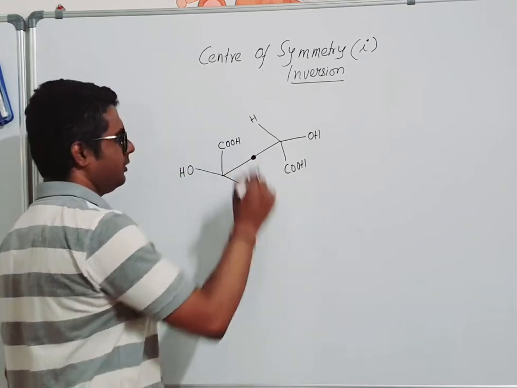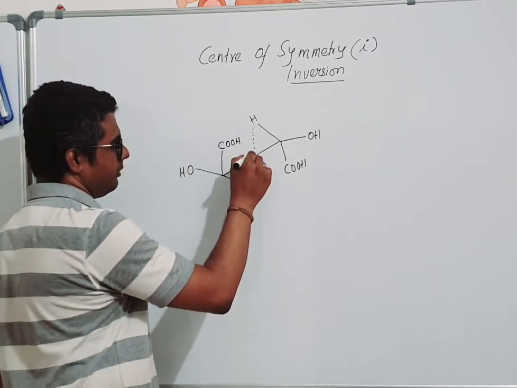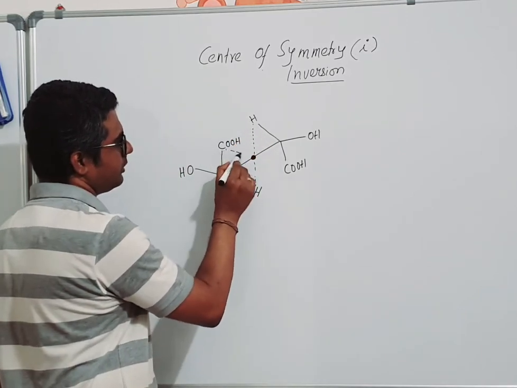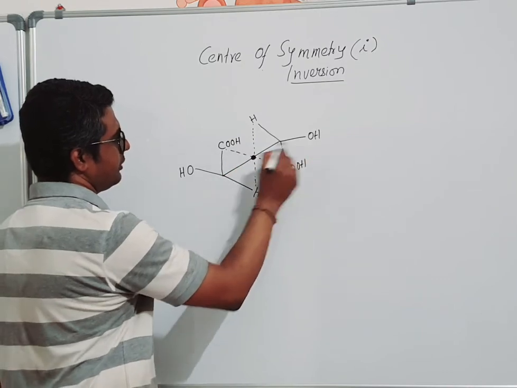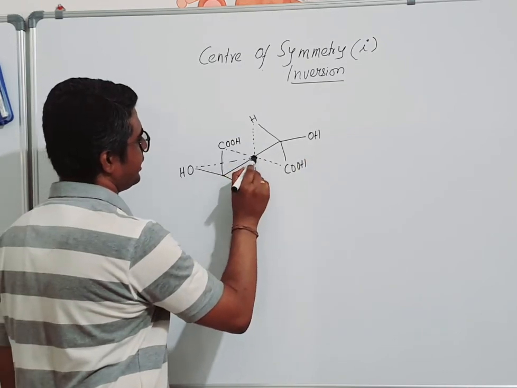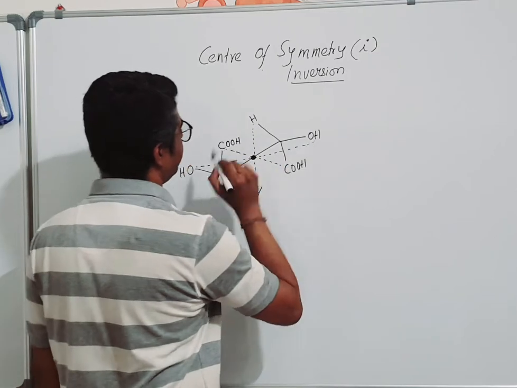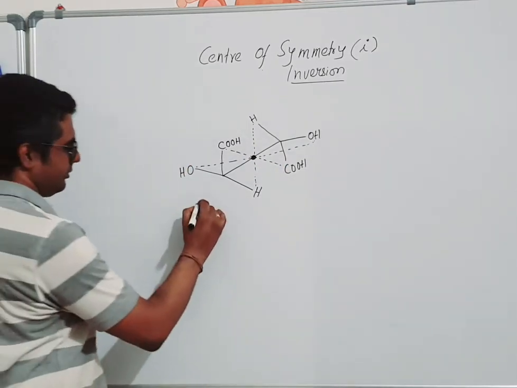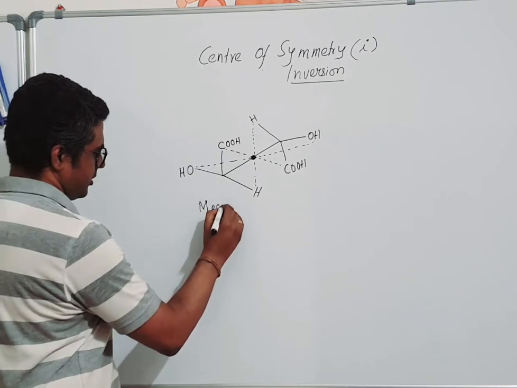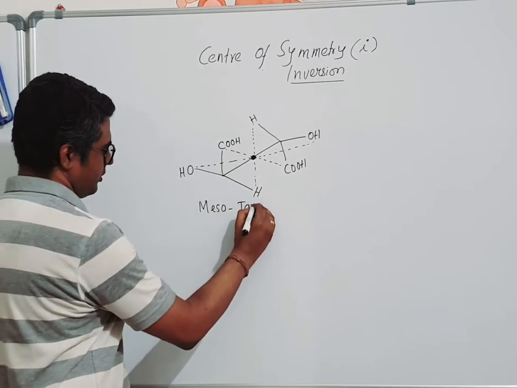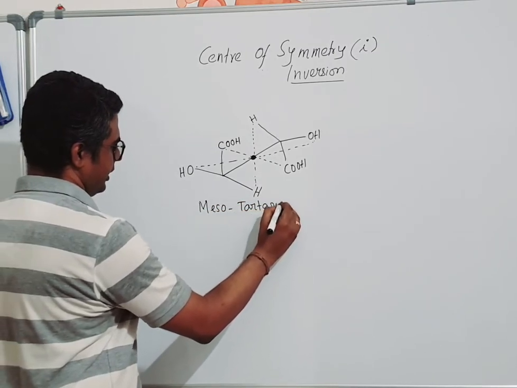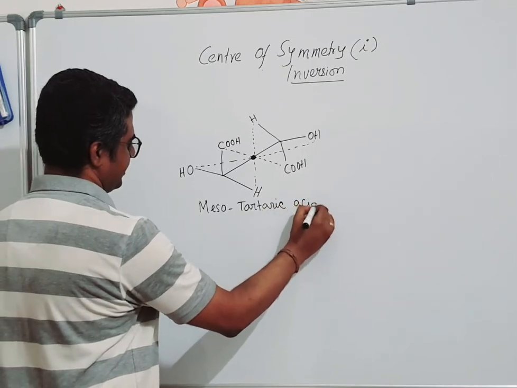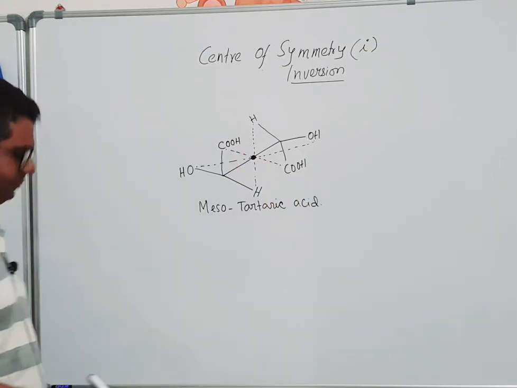Okay, let us draw this one. It follows. Everything is getting very beautifully followed. It has a center of symmetry. This is mesotartaric acid. Okay, clear.